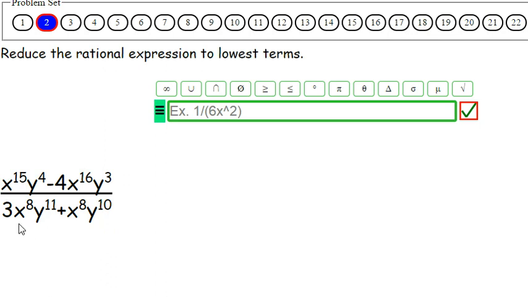I need to actually make sure I wrote everything down correctly. My track record so far is not good with this section. x to the 15th, y to the 4th, negative 4x to the 16th, and y to the 3rd. Okay, now all we've got to do is write it down. x to the 15th, y to the 4th.